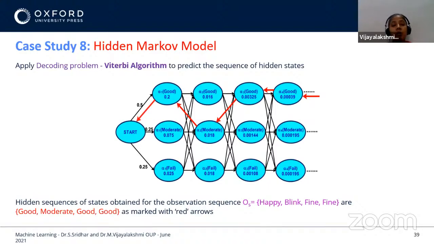So here we are seeing that for the previous HMM, we are applying a decoding problem. Using the Viterbi algorithm, we are trying to predict what would be the hidden state. The observation sequence is shown here. Here you can see that the observation sequence on the student is happy, blank, fine, and then fine. Based on the observation sequence, we are trying to find out the hidden states. The hidden states are computed as good, moderate, and then good, good, which means that he has performed well in his exam. So we can predict the sequence of hidden states using this HMM model, using one kind of problem, the decoding problem, that is shown in this slide. The red arrow shows how the student has actually performed in that exam. So the hidden sequence can be predicted from the observation sequence.